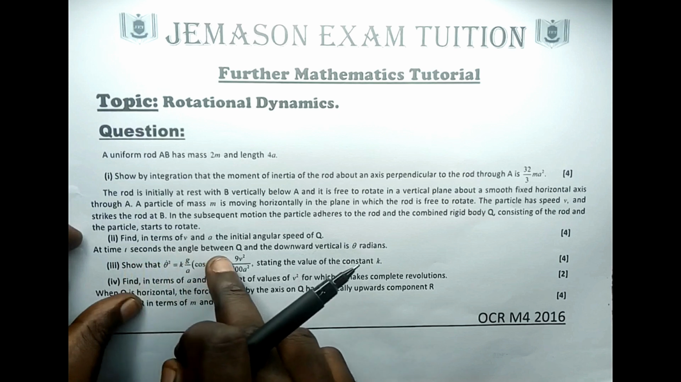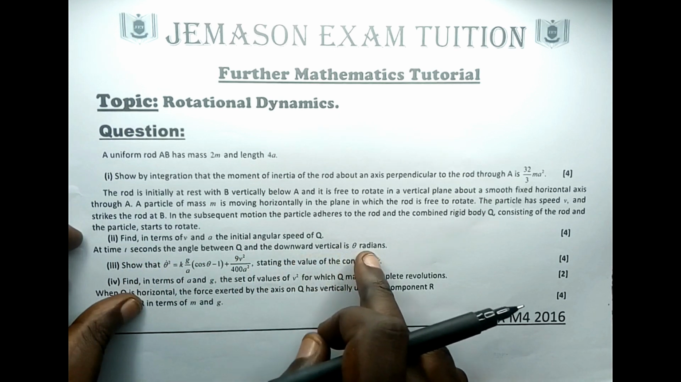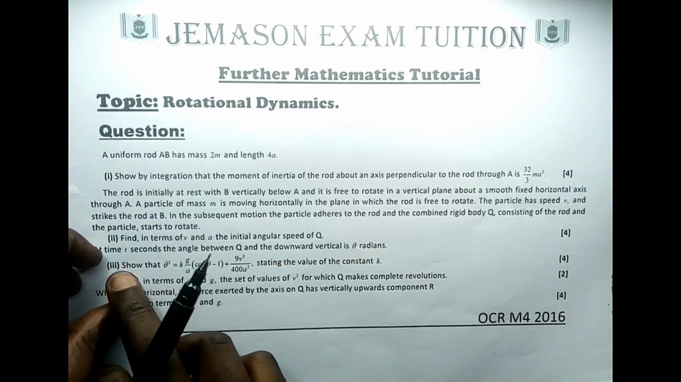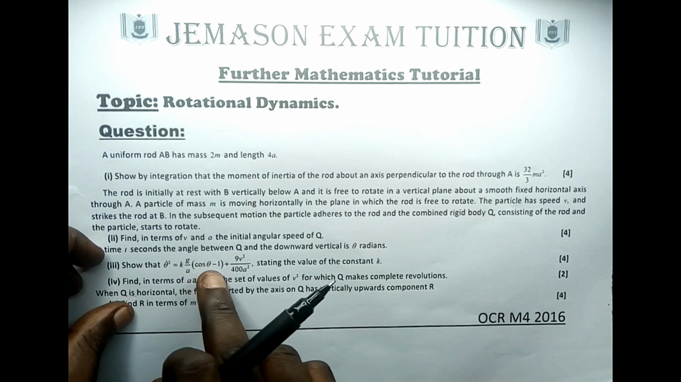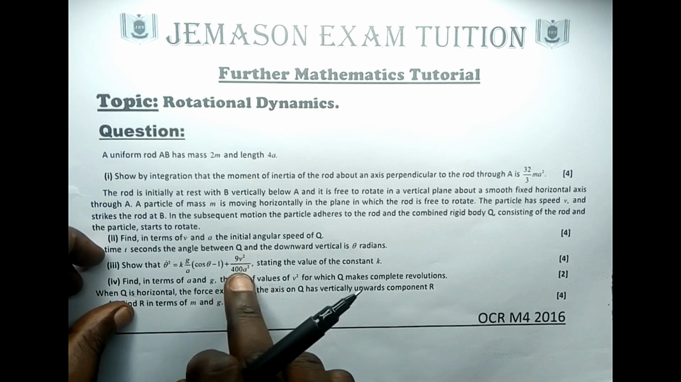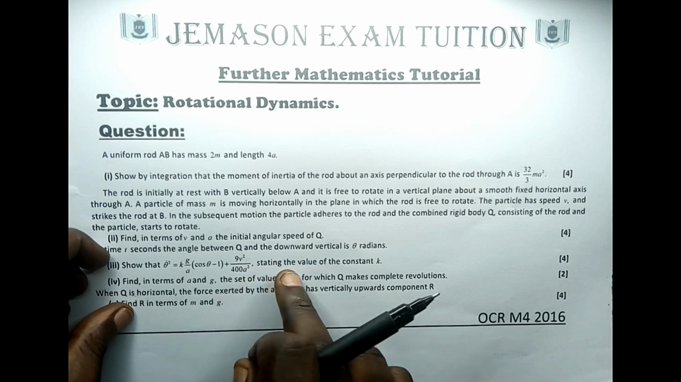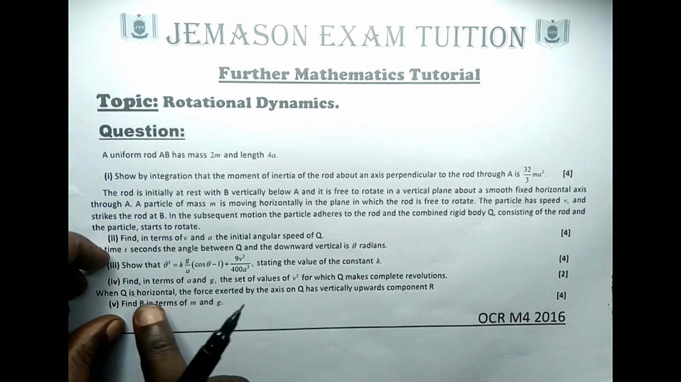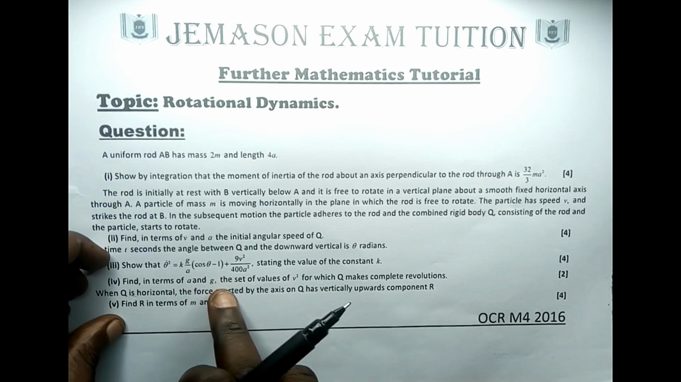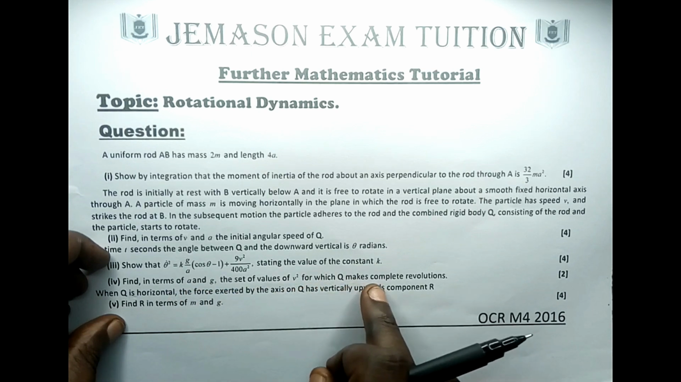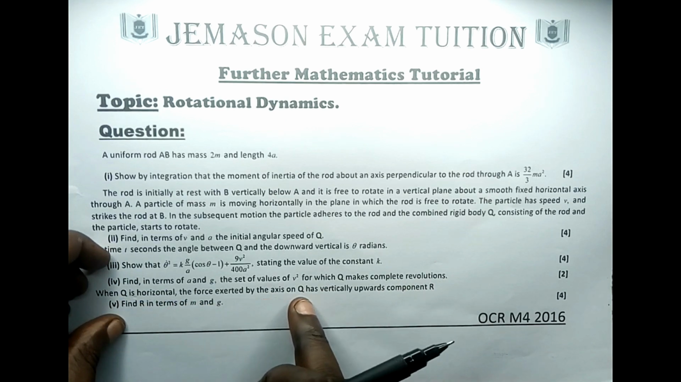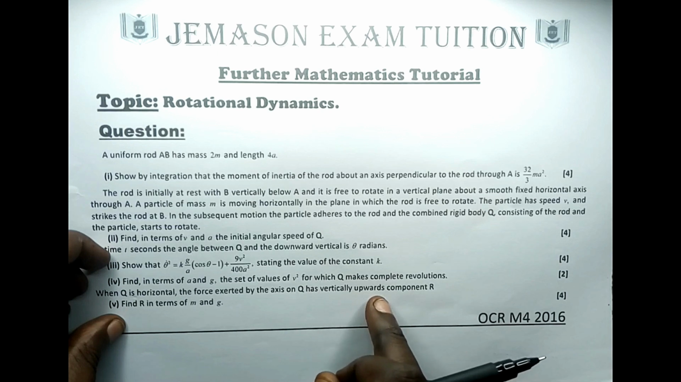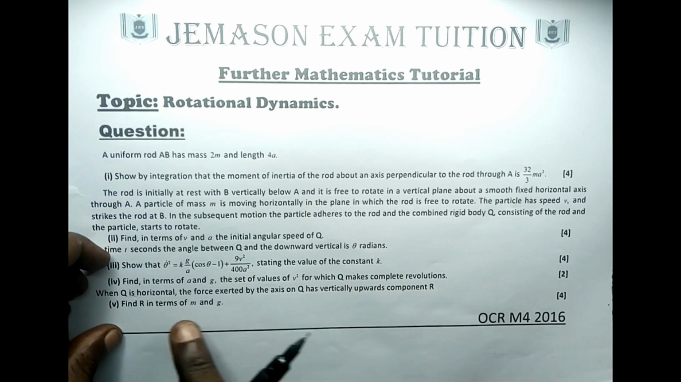At time t seconds, the angle between Q and the downward vertical is theta radians. Roman 3, show that theta dot squared equals kg/a into cos theta minus 1 plus 9v squared over 400a squared, stating the value of the constant k. Roman 4, find in terms of a and g the set of values of v squared for which Q makes complete revolutions. When Q is horizontal, the force exerted by the axis on Q has vertically upwards component R. Roman 5, find R in terms of m and g.